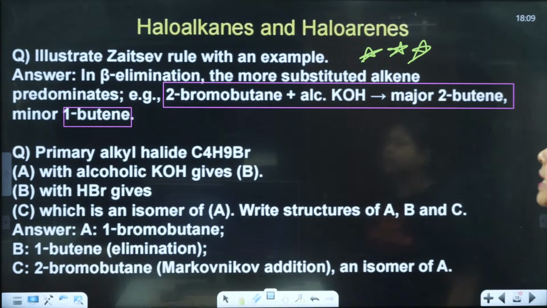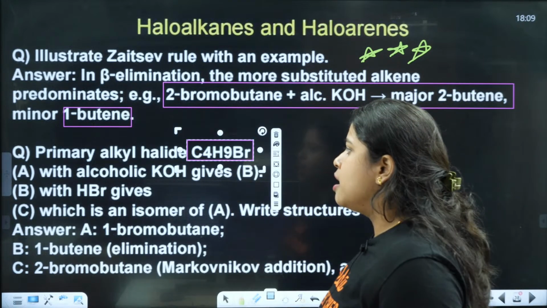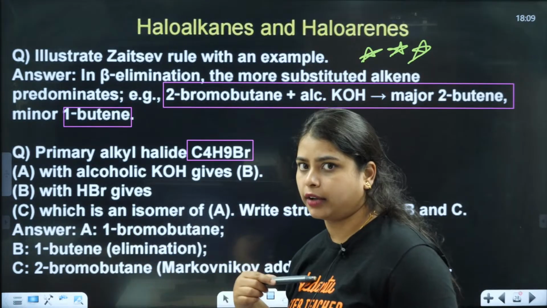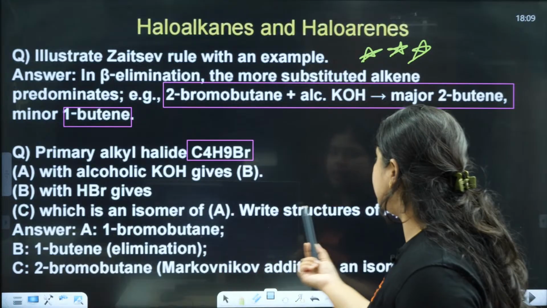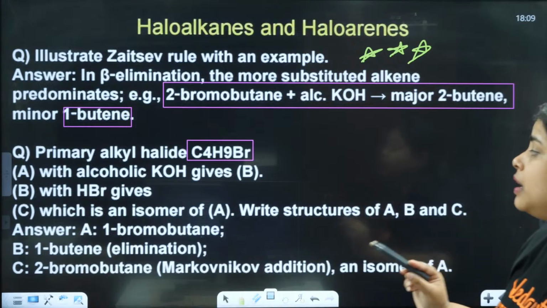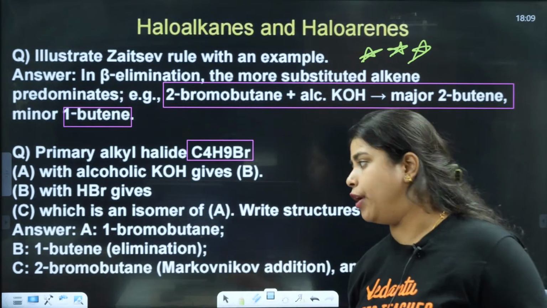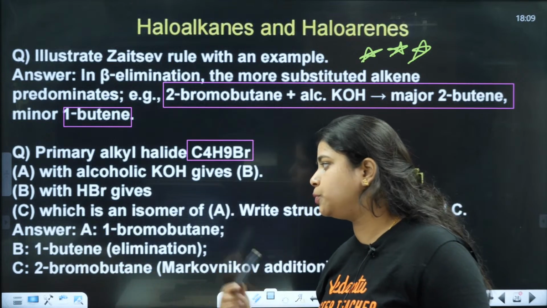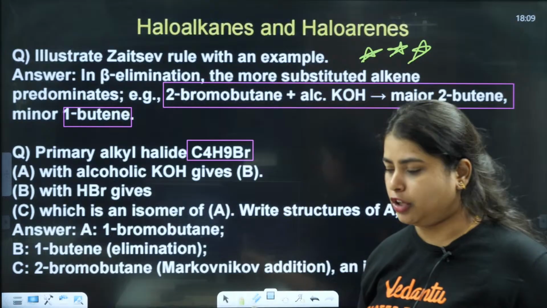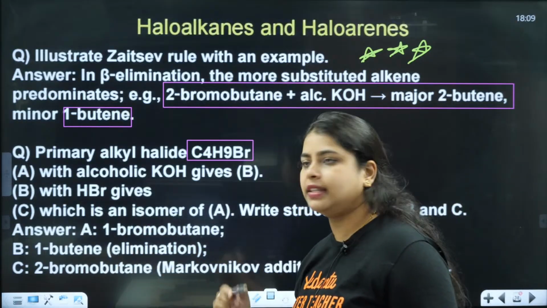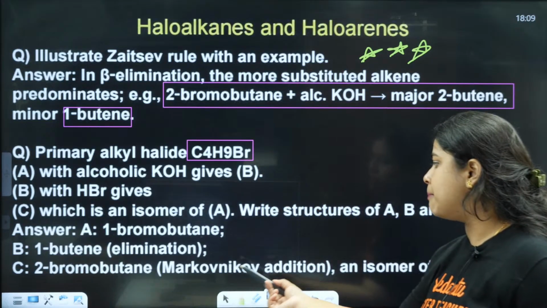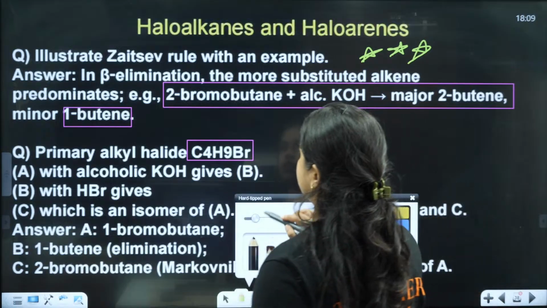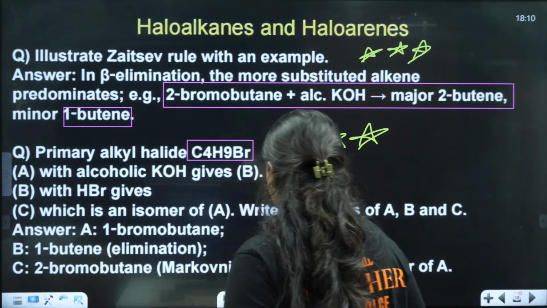Next question: a primary alkyl halide, C4H9Br, with alcoholic KOH gives A, and A with HBr gives B, and C is an isomer of A. Write the structures of A, B and C. With alcoholic KOH, 1-bromobutane forms 1-butene, which is an elimination process. Lastly, they have asked for an isomer: 2-bromobutane, which forms by Markovnikov addition, is the isomer of A. This is going to be the answer. This is also a most asked question.